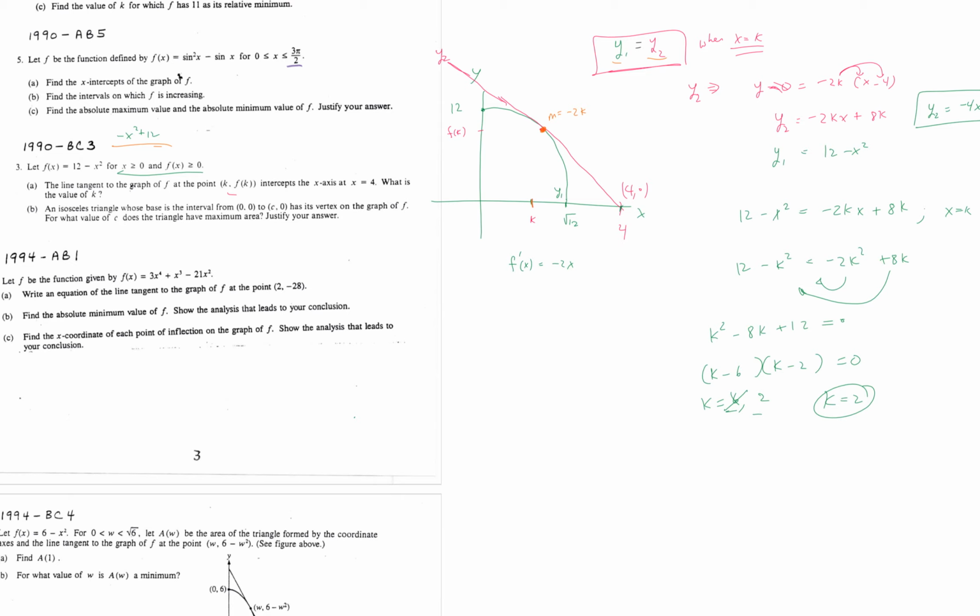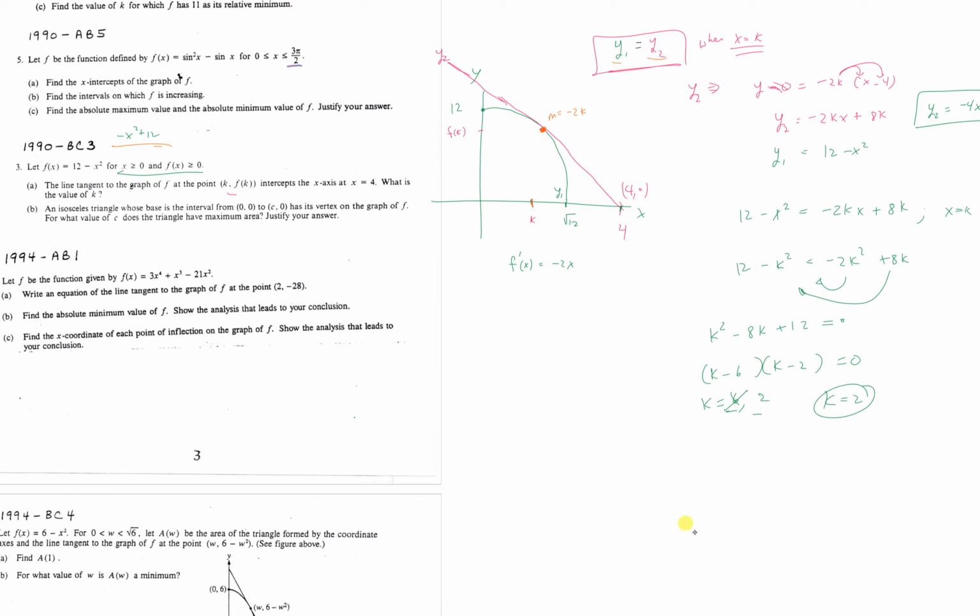An isosceles triangle whose base is the interval of zeros. Okay, so, is this another question? Read it again. An isosceles triangle whose base is the interval (0, 0) to (C, 0) has the vertex on the graph of f. For which value of C does the triangle have a maximum? Oh, okay. This is an optimization question.